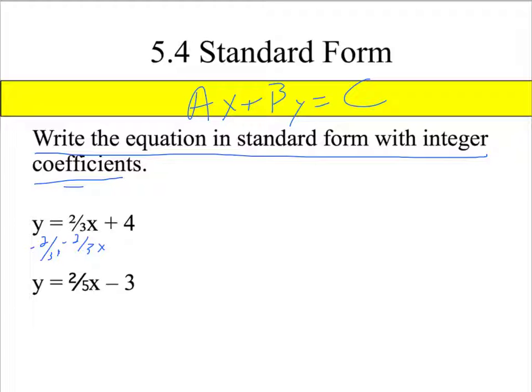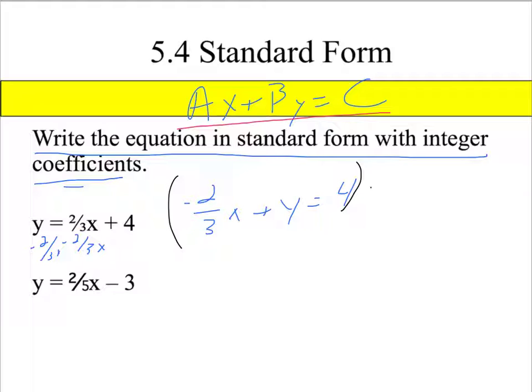Okay. And I am now going to have negative 2/3 x plus y is equal to 4. Now, why do I have negative 2/3 x plus y? That's because in standard form, x comes before y. All right? So now, do I have all integer coefficients? The answer is no. Okay, if you notice, negative 2/3 is not an integer.